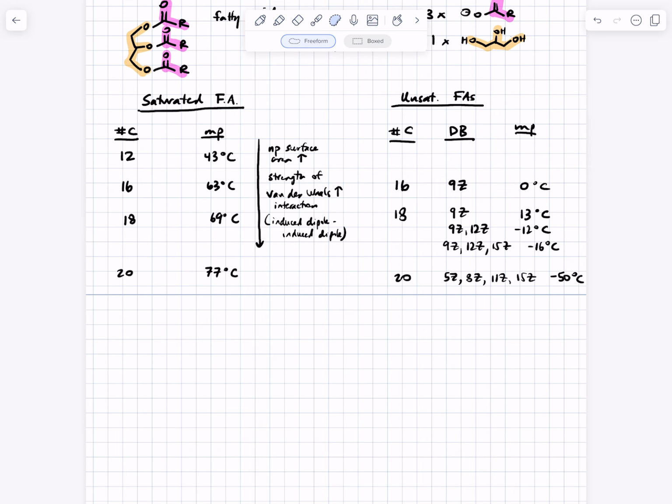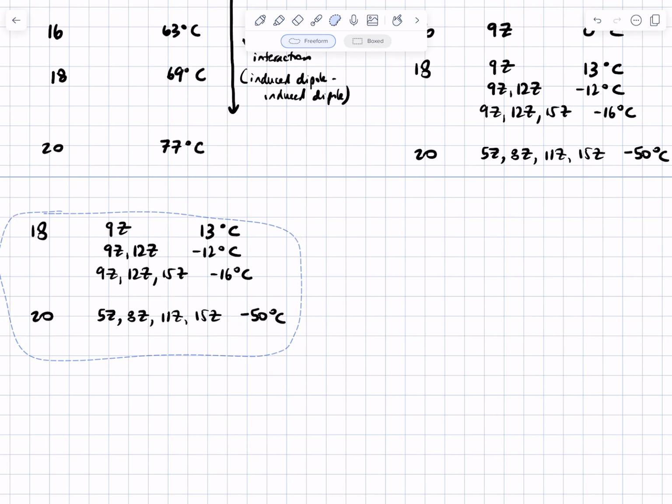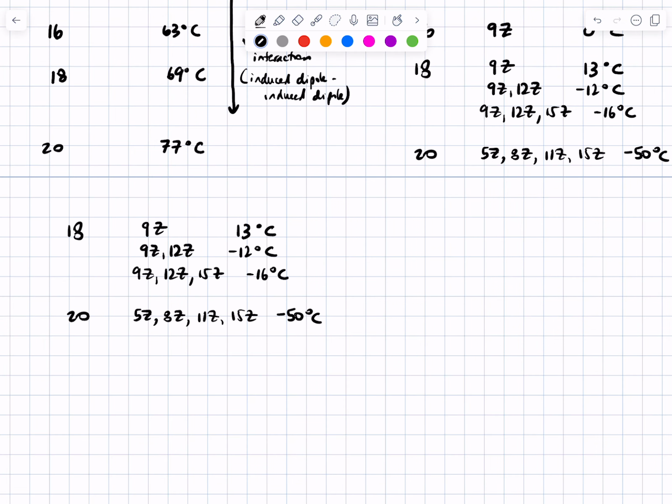I want to actually name some of these. I'm not going to require you to know the names, but you're going to hear the names a little bit here and there. The one double bond 18 carbon fatty acid is called oleic acid. The 2 double bond 18 carbon fatty acid is called linoleic, and the 3 double bond fatty acid is called linolenic. This 20 carbon fatty acid with 4 double bonds is called arachidonic acid. And this one's important because it's a precursor for the prostaglandins.